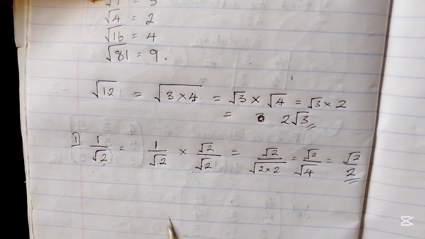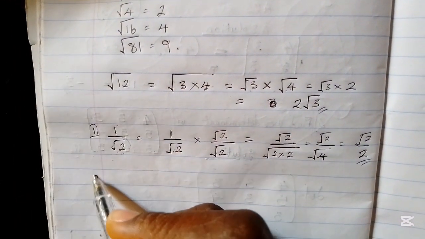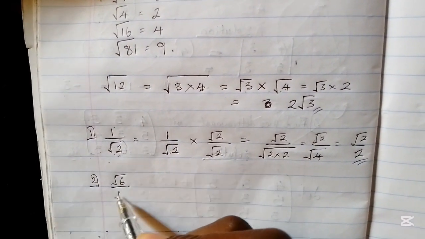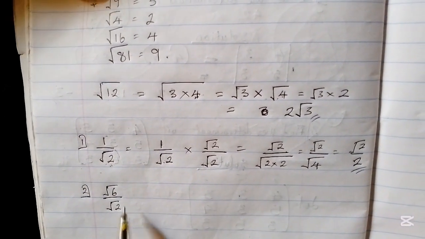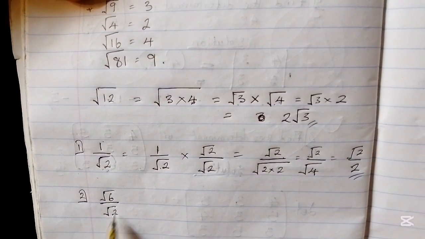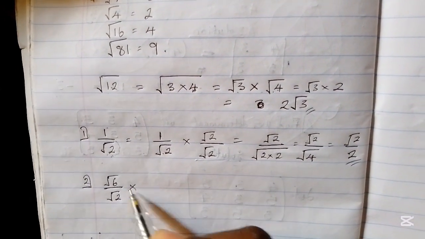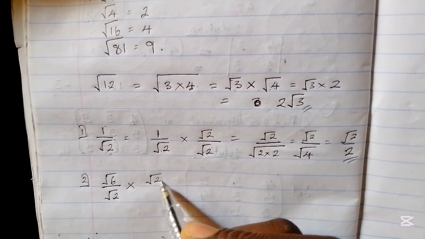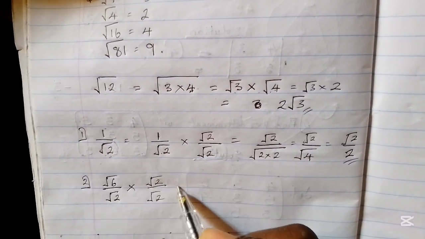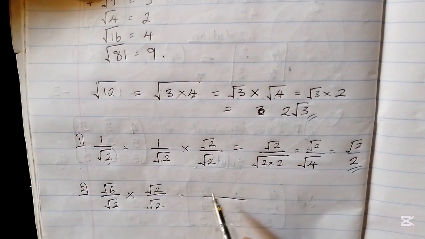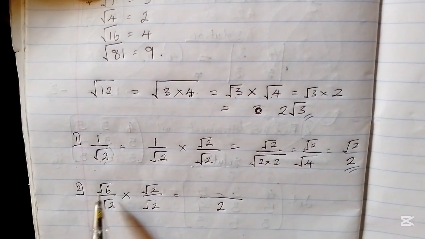Okay, let's look at another example. In case we have something like root 6 all over root 2, now we want to eliminate the surd at the bottom. So how do we do this? I need to multiply both sides by root 2. We already know that this will give us 2, because root 2 times root 2 will give us 2 only.